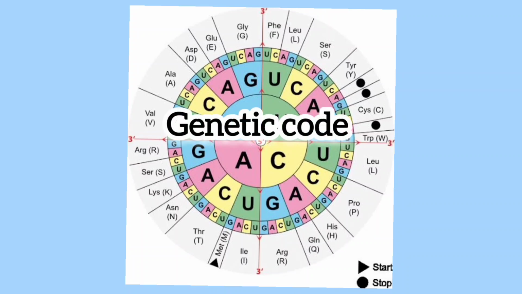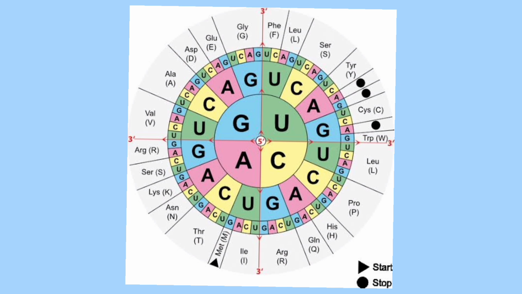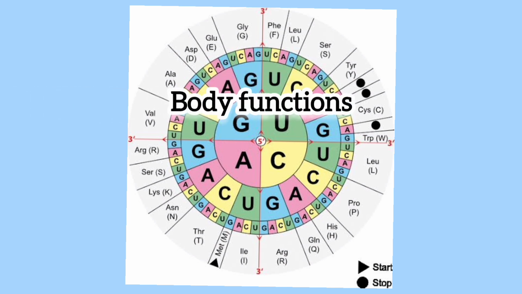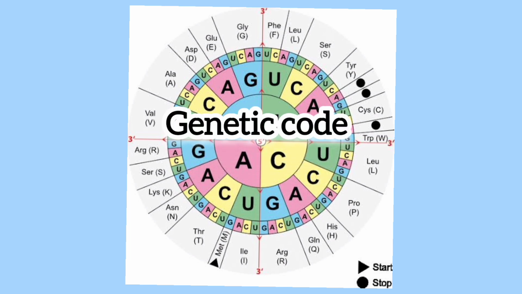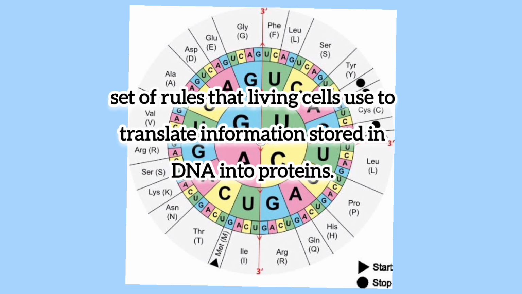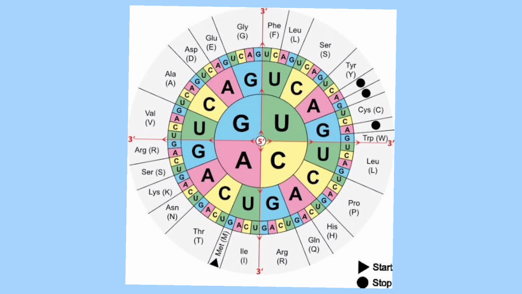Have you ever wondered how a tiny molecule inside your cells decides your eye color, height, or even how your body functions? The answer lies in something called the genetic code. The genetic code is the set of rules that living cells use to translate information stored in DNA into proteins. Proteins are essential molecules that perform most of the functions in our body.